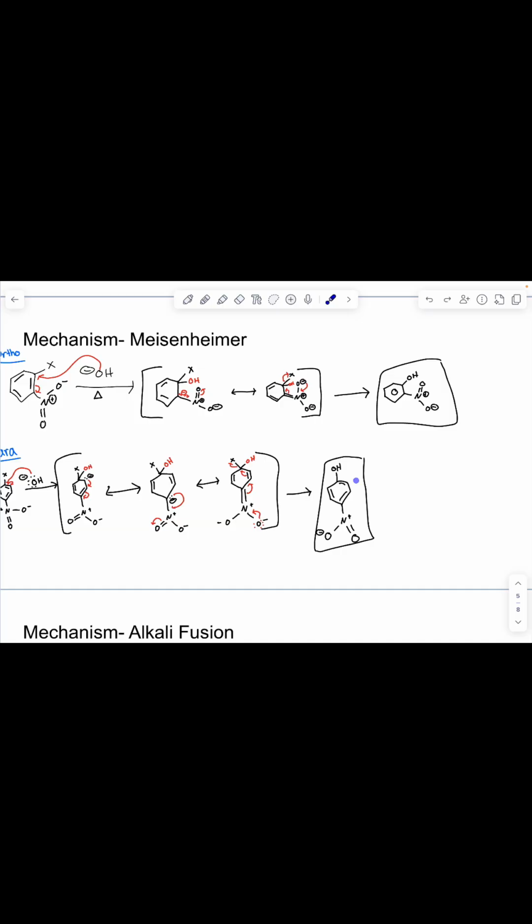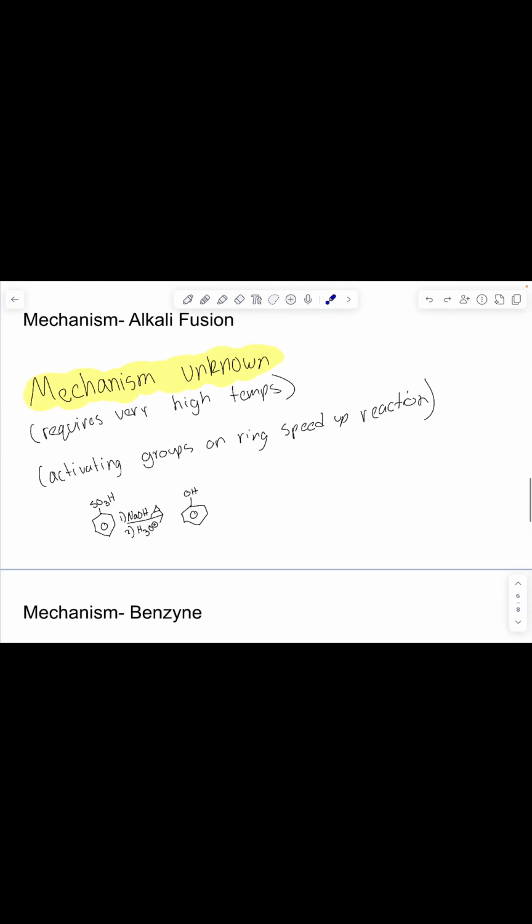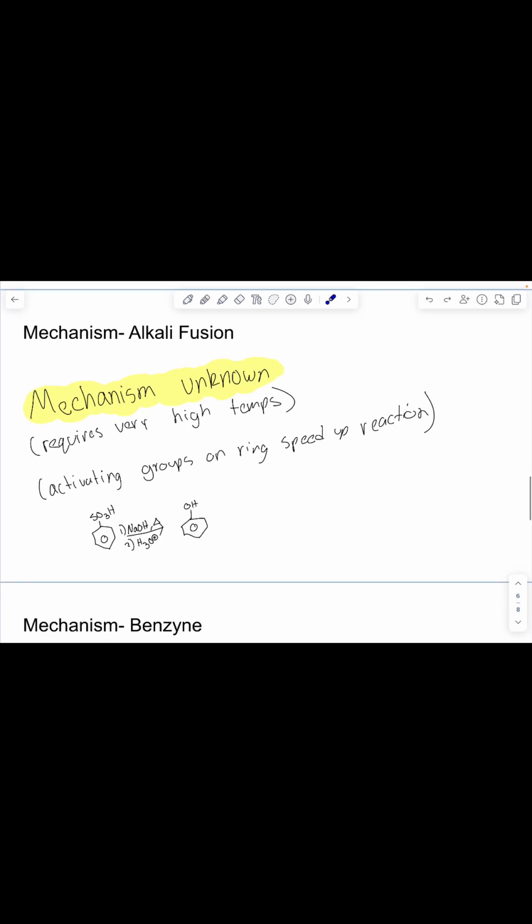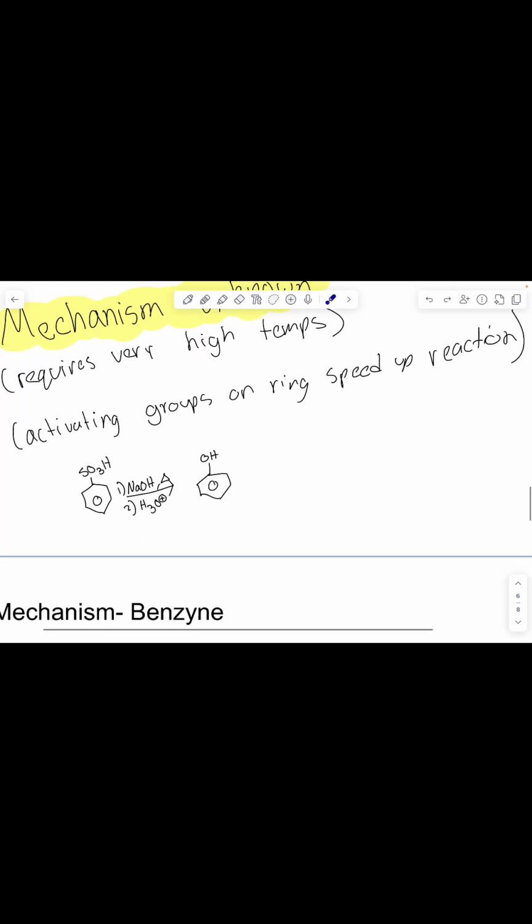And then it gets you that para product. Now, alkali fusion was a tricky one because at first we were figuring out what the mechanism to this is, because we don't remember really going through the mechanism very much, and that's because the mechanism is unknown. Some of the reasons are, it just requires super high temps. One thing we do know about it, though, is activating groups on the ring speed up the reaction. And also, since we didn't really have a mechanism, I just wanted to put the major product here and show what it does.